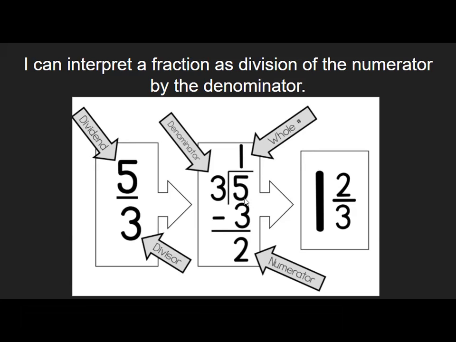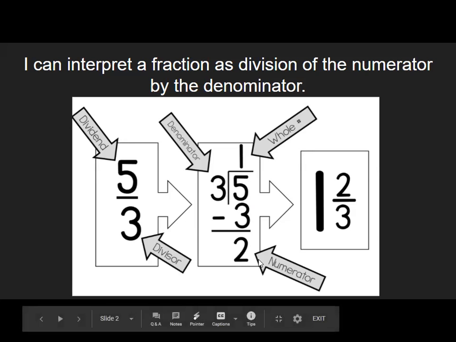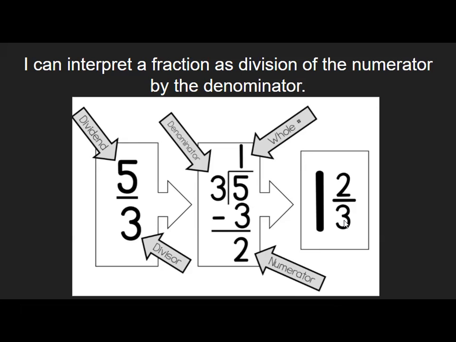So whenever we divide that out, we know that we can make one group of 3 out of 5. So we end up with the whole number of 1, and after we subtract that group of 3, we end up with 2 left over. So that becomes the numerator of our new fraction. So we have 1 whole and then 2/3 left over. So 5/3 is the same as 1 and 2/3.